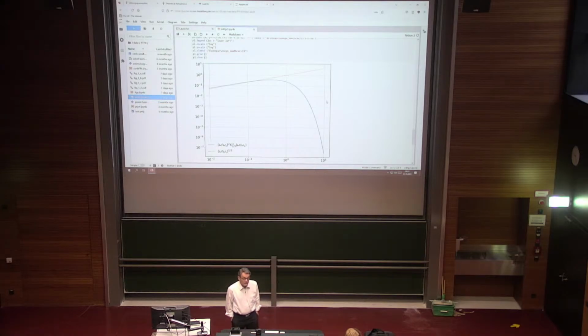Okay? So power law spectra are typical for synchrotron emission, not because the individual synchrotron spectrum is a power law. That's not the case, right? It is a power law with an exponential cutoff, but because the underlying electron population has a power law in energy or Lorentz factor.